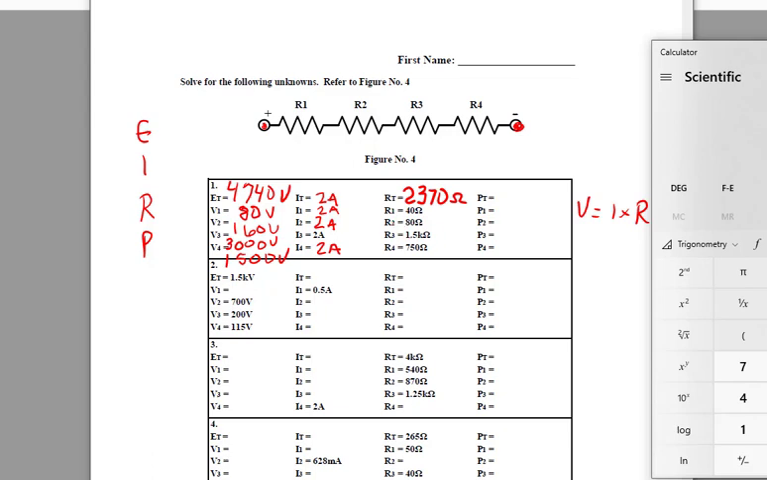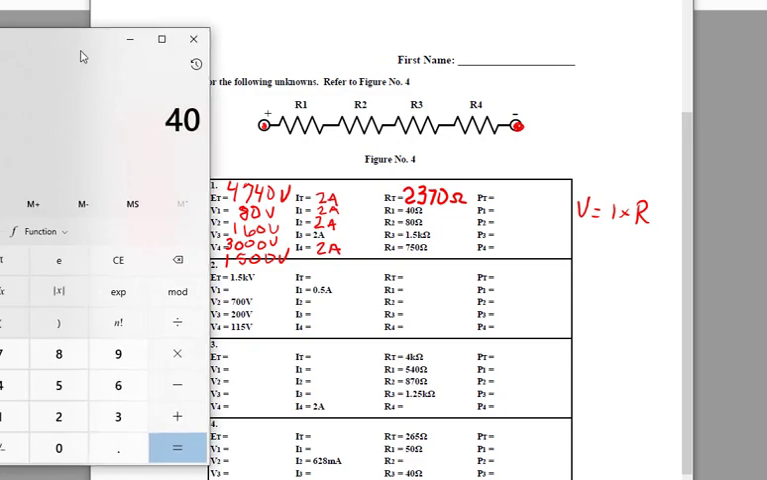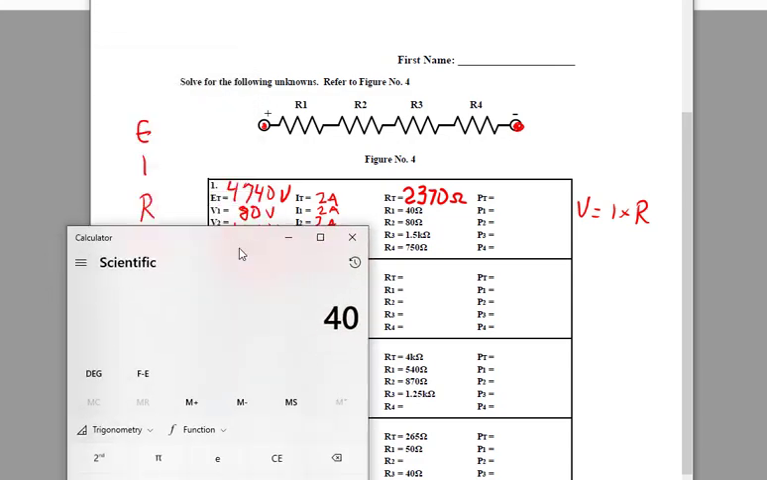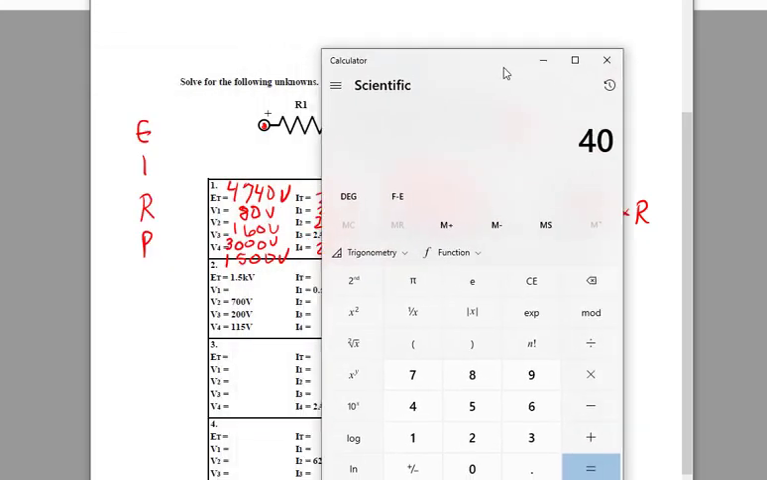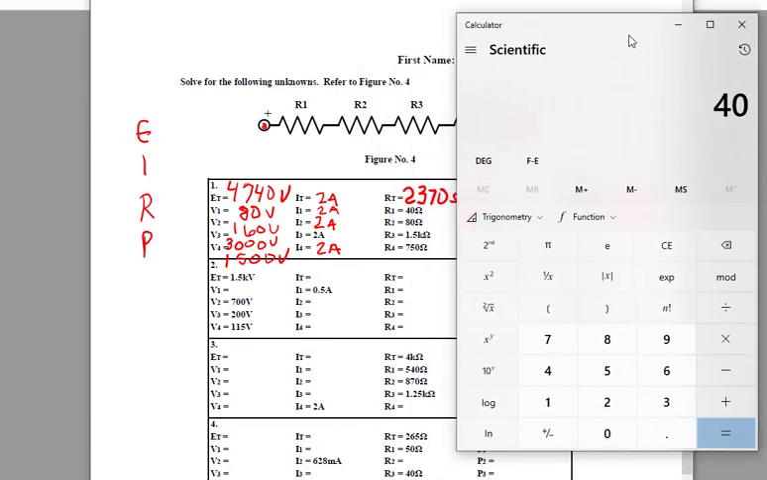So let's see if that works out. So say 40. Let me bring this over here now, and find it someplace where everybody can see it. There we go. 40 plus 80 plus 1,500 plus 750 equals 2370, 2370.